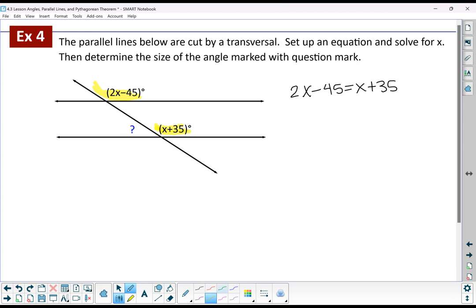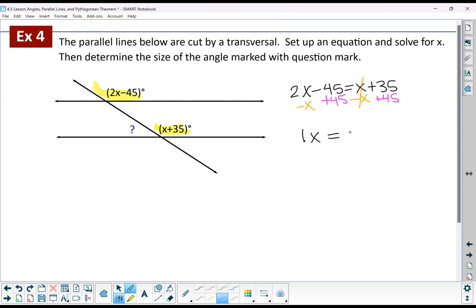So to solve for that equation, I'm going to subtract x. Remember, if we have a 2x and we're subtracting x, that's the same as subtracting 1x. So that leaves us with 1x. And then I'm also going to add 45.